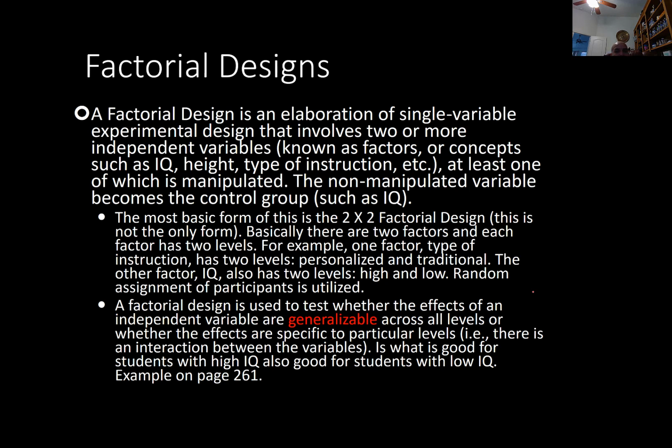So a factorial design is an elaboration of single variable experimental design that involves 2 or more independent variables, at least one of which is manipulated, and the non-manipulated variable becomes the control group.